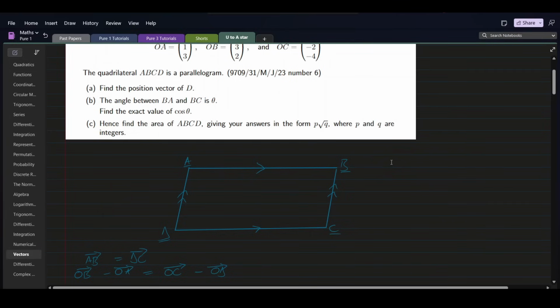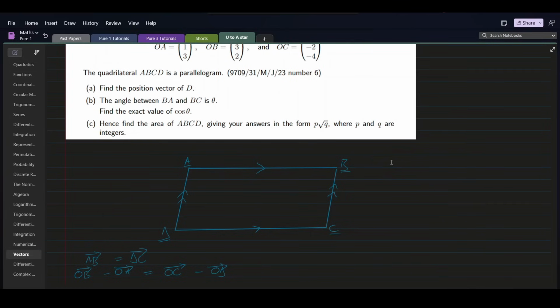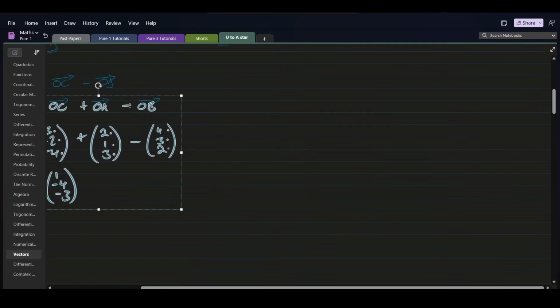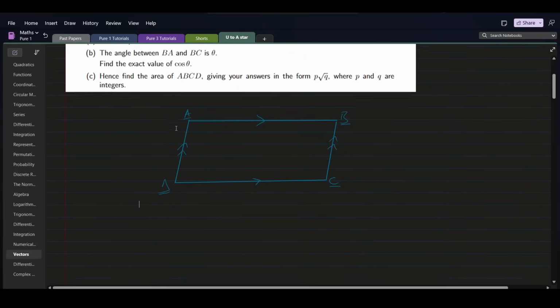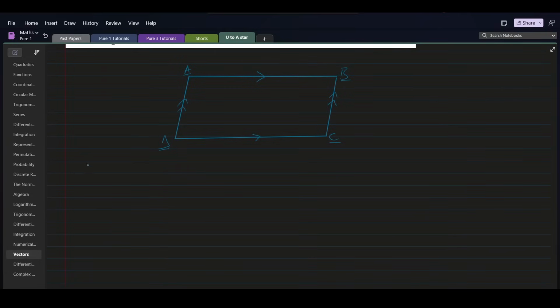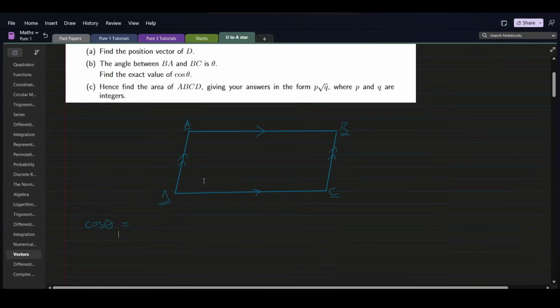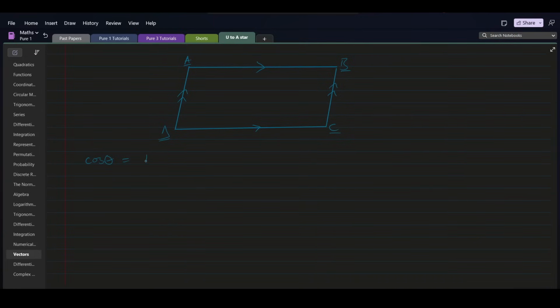The angle between BA and BC is theta. Find the exact value of cos theta. Okay, let's just clear out our working out for part A. So in part B, we want to find cos theta. So that's the angle between two vectors. Cos theta is equal to, we were told the angle between BA and BC. So our formula would be the dot product of BA and BC over the product of their moduli. Modulus of BA and modulus of BC.